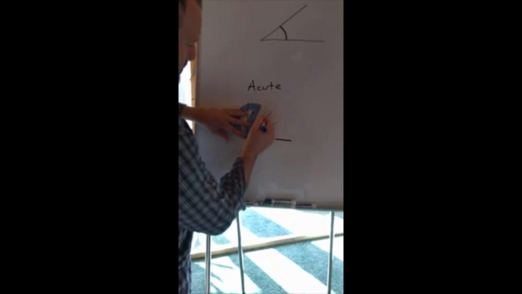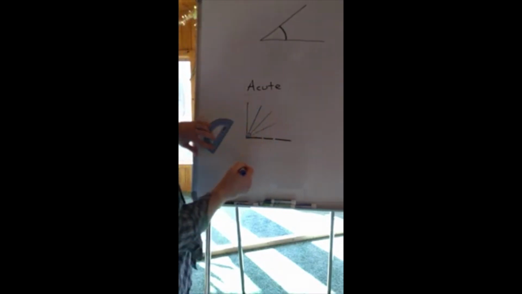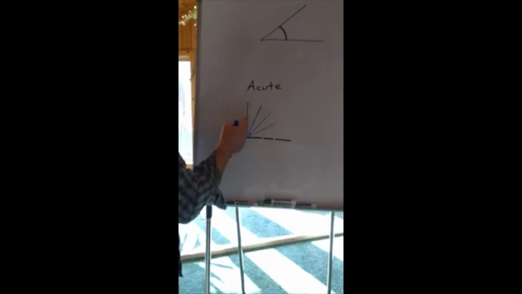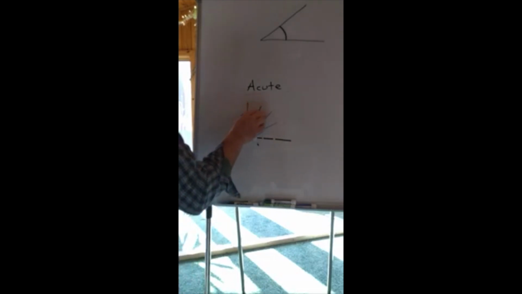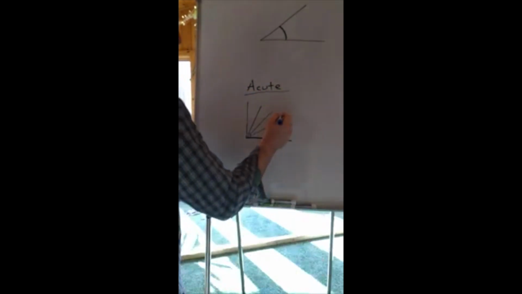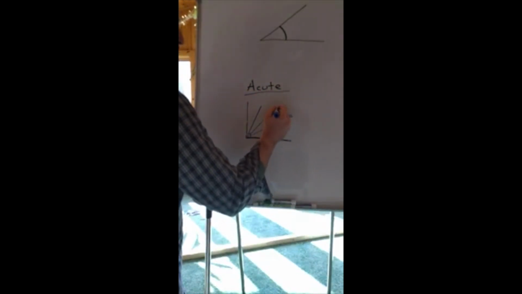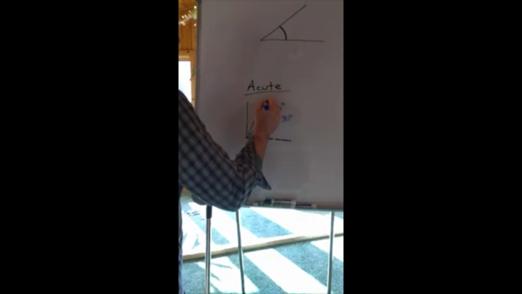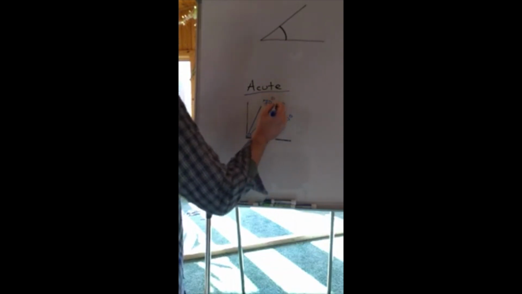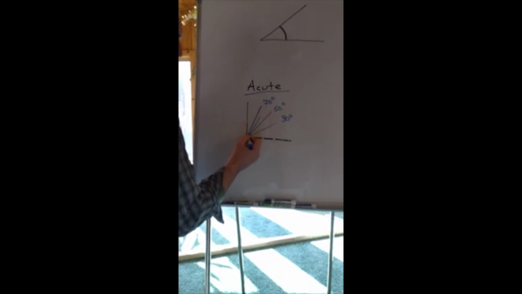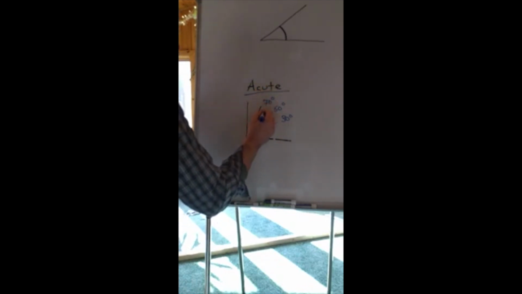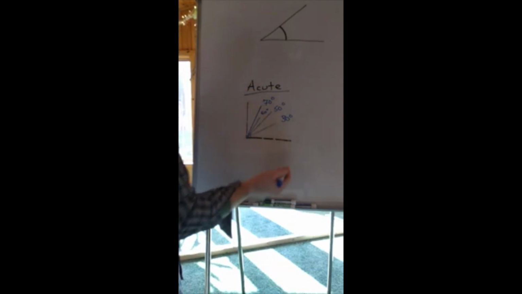So here you have our 90-degree measurement, which would be a right angle, but then each of these angles in blue represents an acute angle. This is 30 degrees. This is 50 degrees. And this is 70 degrees. Now let's say I draw another one. Let's do 60 degrees, which would be roughly right here. That's still an acute angle because it's less than 90.